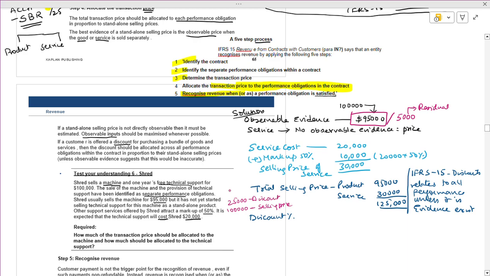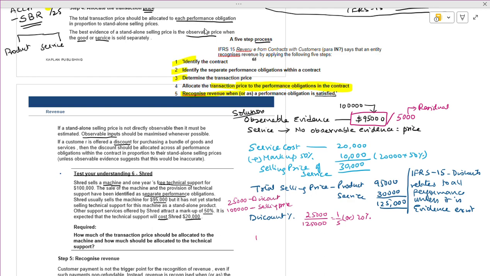Fine. So we have to calculate the discount percentage. Discount percentage will be how much? 25,000 divided by the total price of 125,000. Means discount comes to 1/5 or 20%, if converted into percentage. Now we have to give 20% discount on the product and 20% discount on the service.